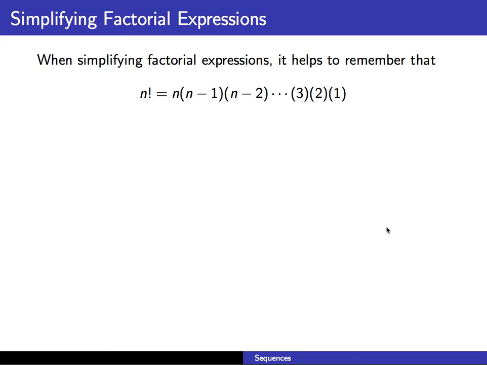Now, when simplifying factorial expressions, it often helps to remember what factorial means. We start at the value that is in front of that exclamation point. For instance, if we have 10 factorial, then it's 10 times 9 times 8 times 7. We just count all the way down to 1 and multiply.